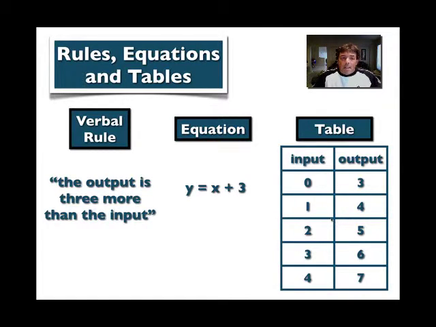You can see that here's a word representation. Here's the function written as an equation. And then finally we have some values put into a table as ordered pairs. That's our table.